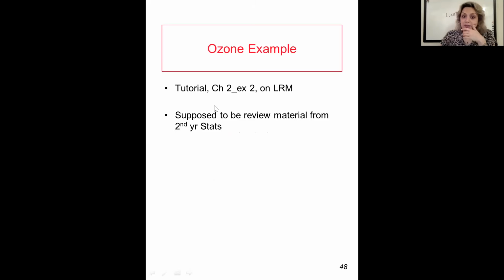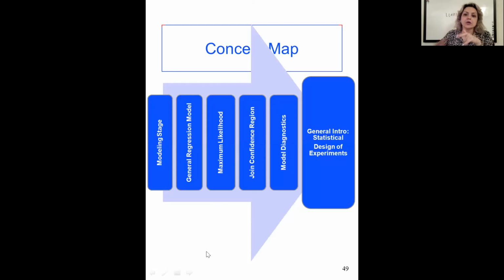You can look at the tutorial. We're going to work on these lack of fit problems. You will see that we have them in the tutorial or practice problem. You can consider it as a practice problem as well, right? So chapter 2, the file name is chapter 2, example 2 on linear regression model. And please review the materials that I told you. It's also an example.